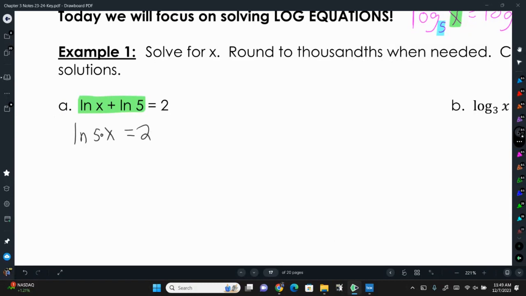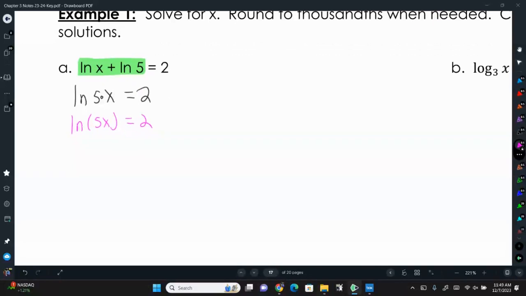Now, once we get the log by itself, we want to switch it to exponent form. So this is, again, really the natural log of 5x equals 2. Now we're going to switch this to exponent form. Our base is e, so e to the second power, because logs equal exponents, equals 5x.